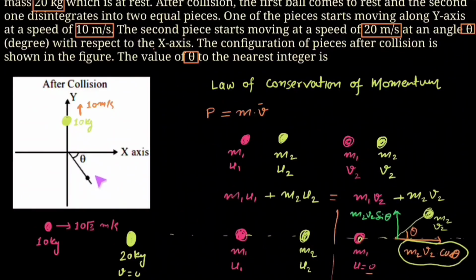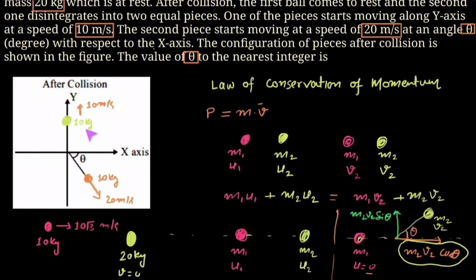The other piece of this 20 kg particle has a mass of 10 kg. The velocity is given as 20 meter per second, at an angle of theta. So this is the direction of velocity. It is equal to 20 meter per second. So here we can simply find out the value of momentum.